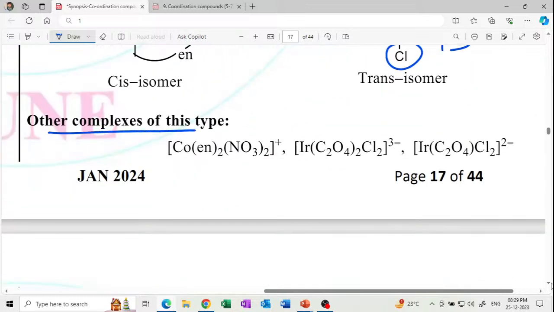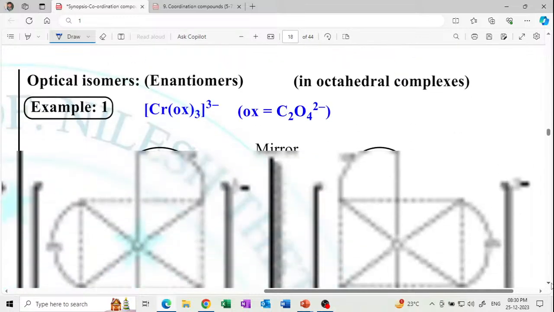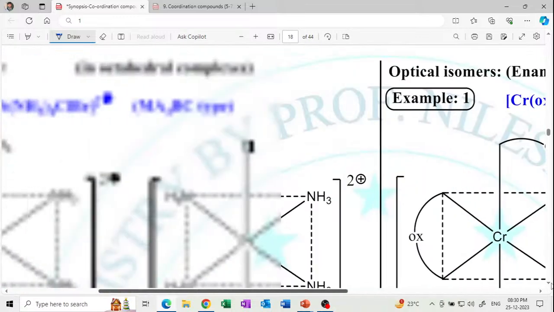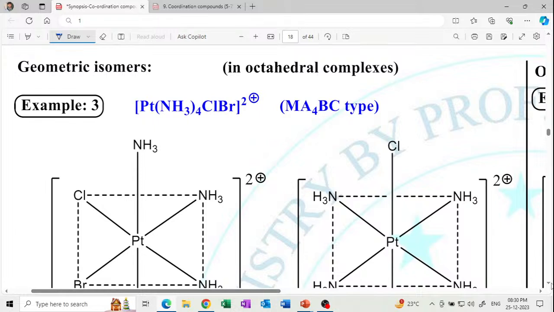Other example of this type, I think हे तुम्ही draw करू शकता. हे draw करा तुम्ही. [Co(en)2(NO3)2]+ and then iridium [Ir(C2O4)2Cl2]3-. At least you should be able to draw it. Next is optical. नाही, geometric अजून एक example आहे.